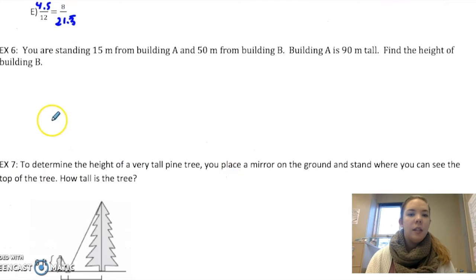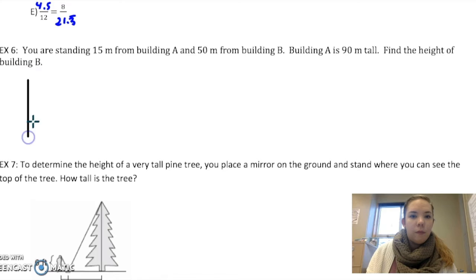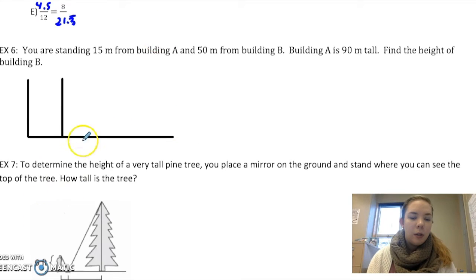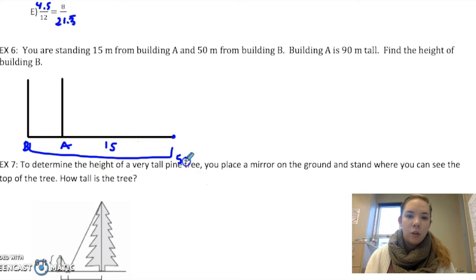You are standing 18 meters from building A and 15 meters from building B. Okay, got some distances here. This is building A and building B. You are 15 meters from A and 50 from B. So this is not drawn to scale, but we're just trying to get an idea. Building A is 90 meters tall. Find the height of building B.